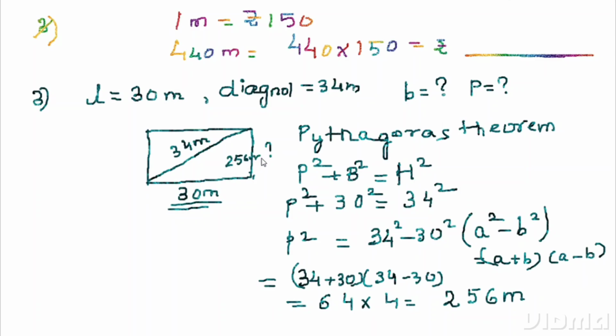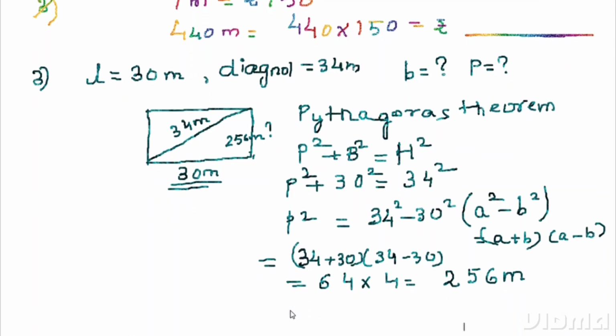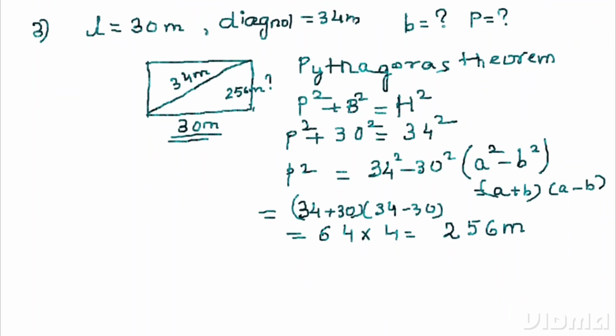So let's see if we have made a mistake somewhere. I guess we have made some mistake. So 34 square minus 30 square, this is my 256 meter. Okay, yes. See, now this is my p square. What I got is p square is 256 meter, but I want to find p. So if this is square here, if it goes that side, it becomes under root of 256. So this was the mistake which we were making.